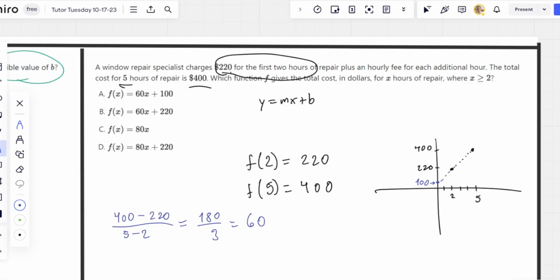And yes, if you want to verify this, you can plug in, for example, x equals 2. 60 times 2 is 120, plus 100 would get you to 220 for the first 2 hours. Also, 60 times 5 is 300, plus 100 will get you to the 400 for 5 hours.